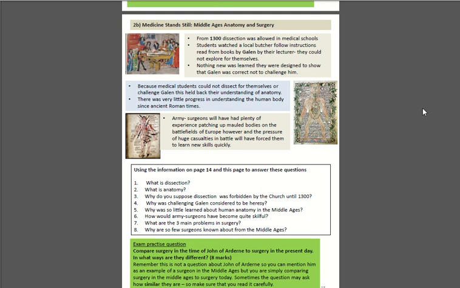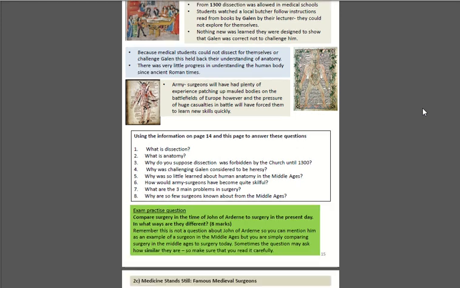A really experienced group of surgeons were army surgeons, as they had plenty of experience patching up bodies. But because they were on the battlefield, they just had to learn the skills very quickly. There are many wars during this time period, and so there's plenty of opportunities to learn about the body. Have a go at the questions below. Try and answer in as much detail as you can.